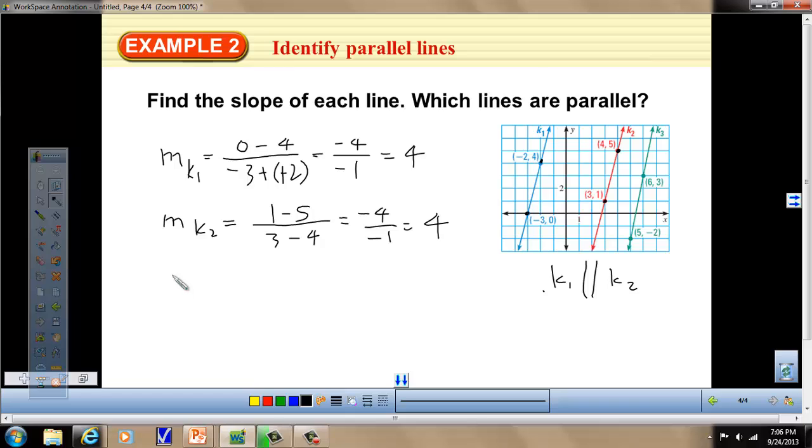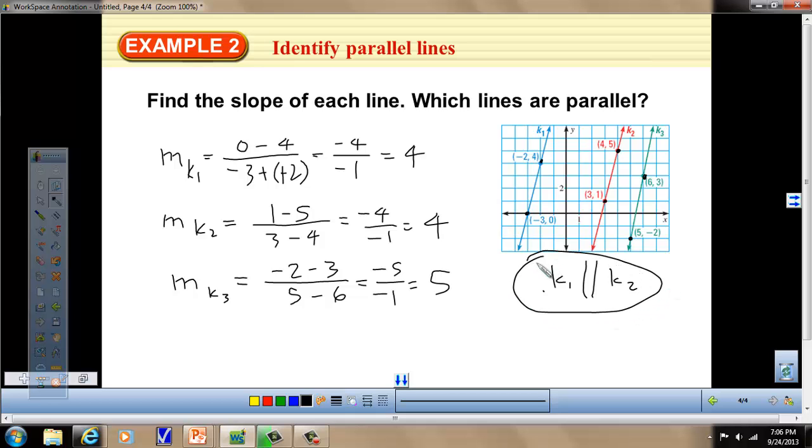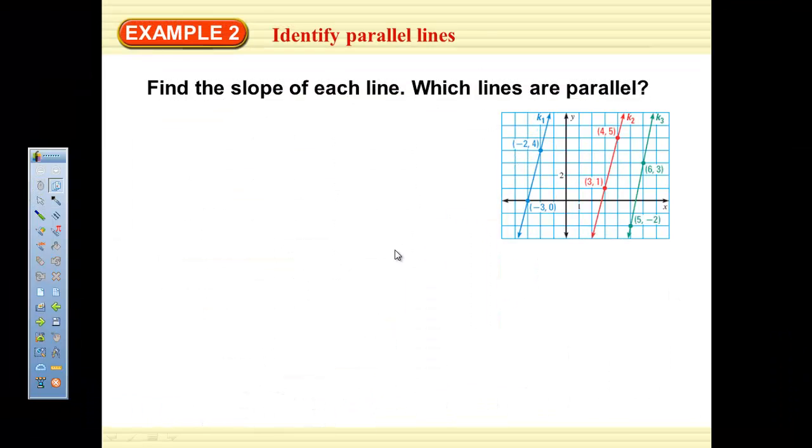Now we're going to look at K3. So we're going to do the slope for K3, and this time the points are 6, 3 and 5, -2. So we start off with the y's, we get -2 minus 3, and on the bottom we have 5 minus 6. So on top we have a -5, and on the bottom we have a -1. The slope here is 5. You notice the slope is different from K1 and K2, so therefore the lines that are parallel would be K1 and K2.